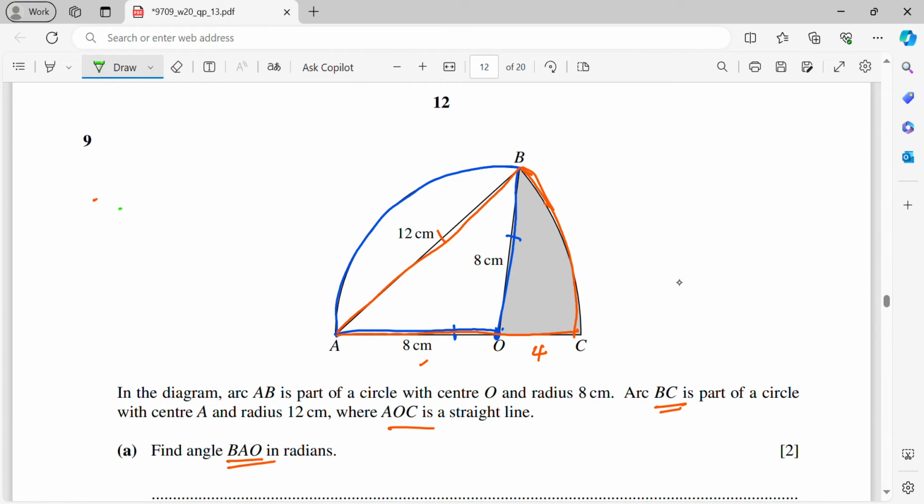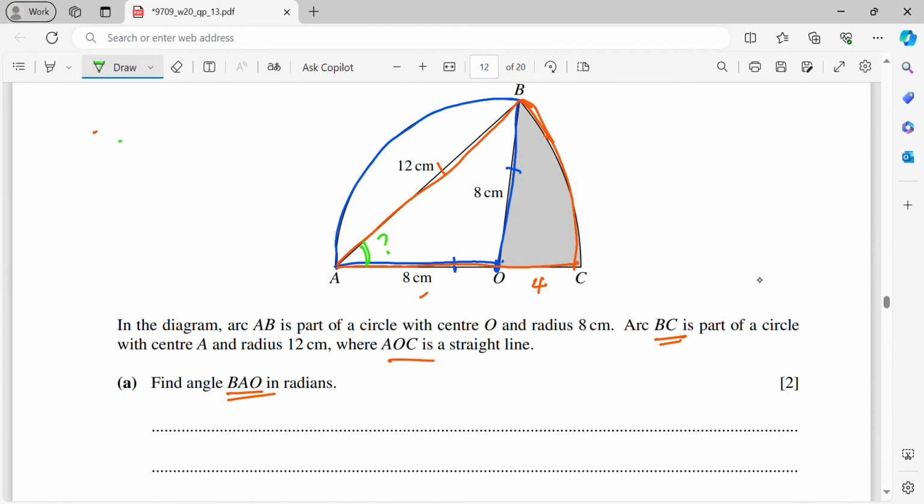So BAO here. What is this? Right, so now refer to the triangle ABO. Right, this triangle. Then you can just apply the cosine rule. If not, you can just use the triangle. Now here I can split into 2, and here is 90 degrees. That means this length is 6. Here is 6.